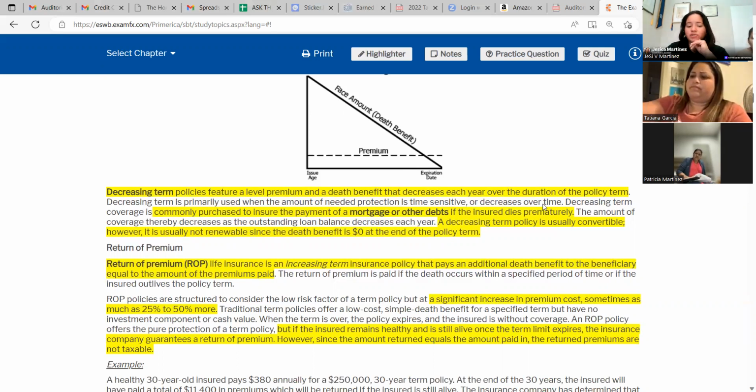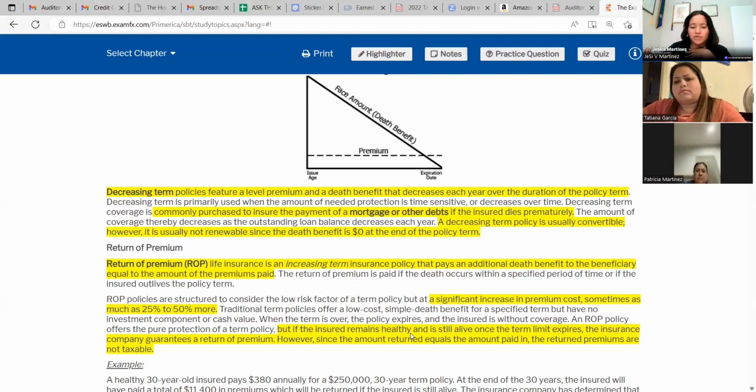So these ones are structured to consider the low risk factor of a term policy, but at a significant increase in premium cost, sometimes as much as 25% or 50% or more of the insurance. So since we offer low cost term, we wouldn't offer this type of life insurance policy, which is a return of premium. Normally they're more expensive because then the company has to pay you the benefit plus the premium that you've paid in.